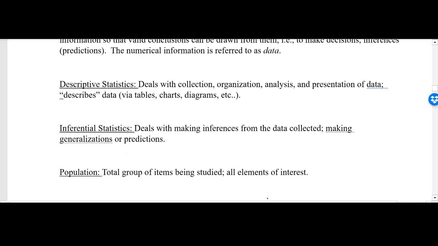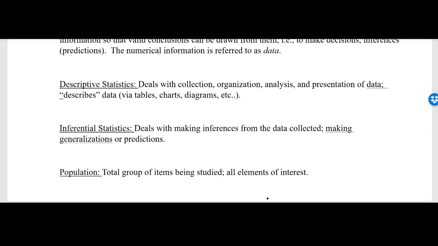And we have two types of statistics. Descriptive deals with the collection and organization of the data that we have. In other words, if you have a bunch of data you collected, you organize it. You can show visuals of it, like what we just saw in our previous examples. That's your descriptive statistics. It describes the data. Inferential statistics helps us make predictions or generalizations using the given data that we have.